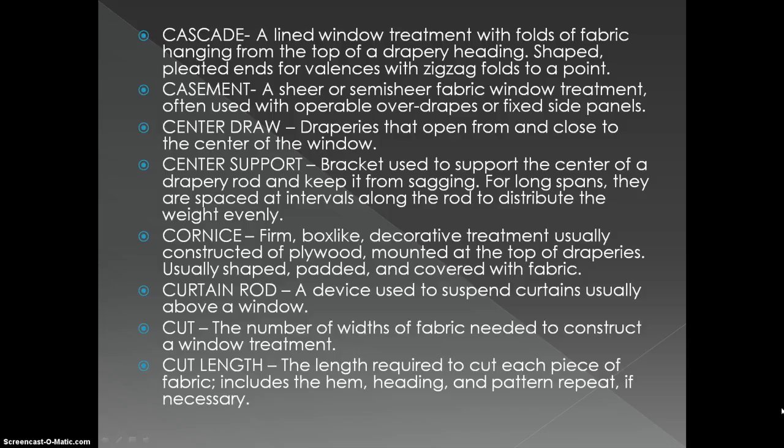A cornice is a firm box-like decorative treatment, usually constructed of plywood, and it goes on top of the draperies. Usually it's shaped and padded and covered with fabric. A curtain rod is a device used to suspend curtains, usually above a window.